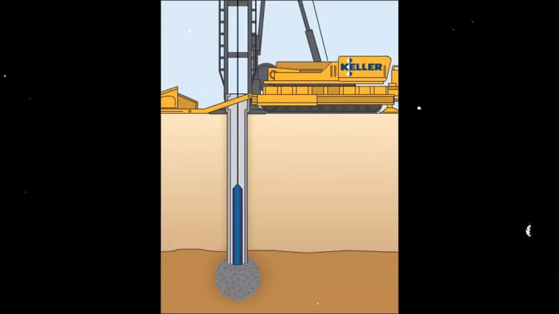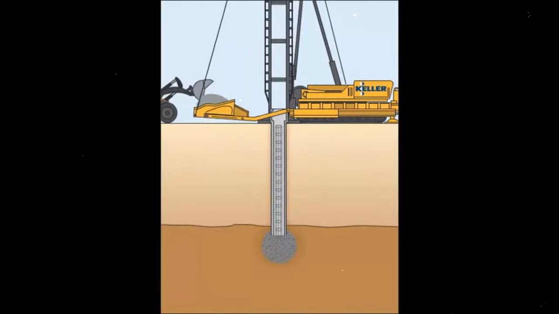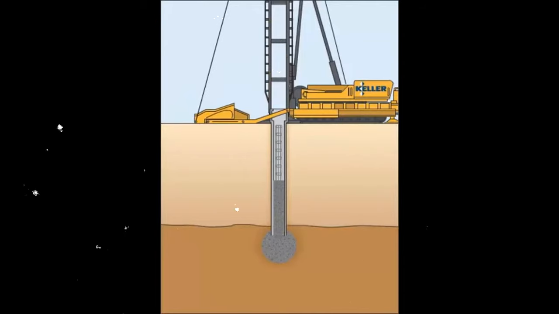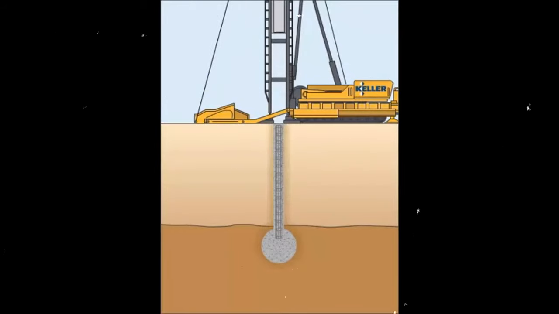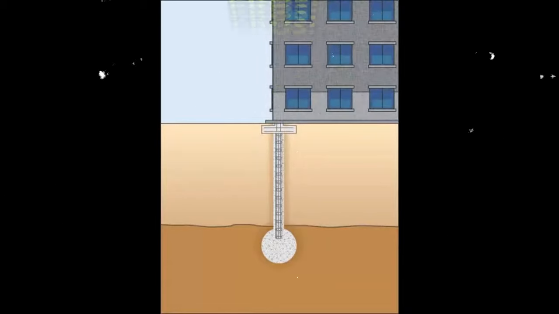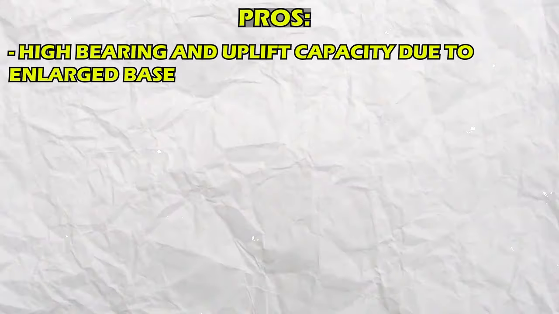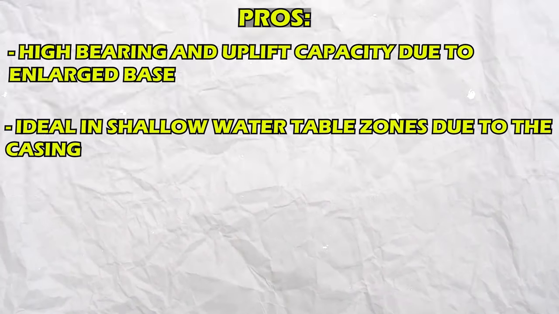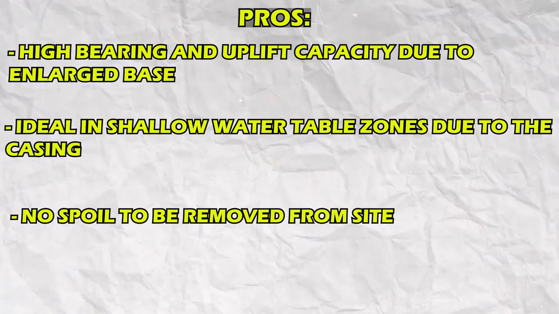The temporary casing is then driven into the ground until the desired depth. Additional dry concrete mix is added and expelled to form the enlarged base. After forming the enlarged base, reinforcing steel and high slump concrete are placed in the casing, and finally the casing is removed. Pros: high bearing and uplift capacity due to the enlarged base, ideal in shallow water table zones due to the casing, no spoil to be removed from site.